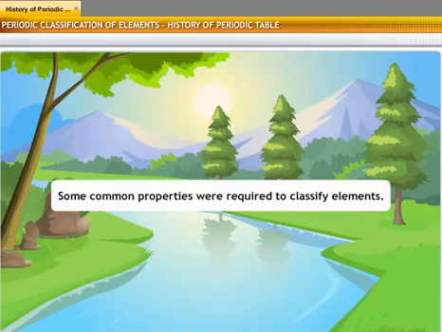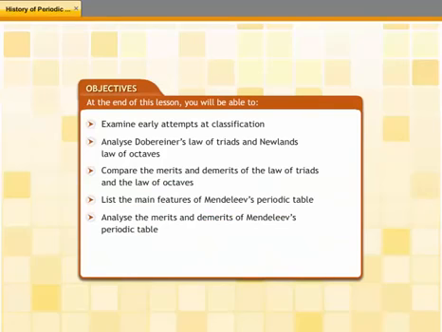Scientists felt the need to classify them on the basis of some common properties. In this lesson, we will learn how the attempts to classify elements led to the evolution of the periodic classification of elements. At the end of this lesson, you will be able to examine early attempts at classification, analyze Daubernier's law of triads and Newland's law of octaves, compare the merits and demerits of the law of triads and the law of octaves, list the main features of Mendeleev's periodic table, and analyze the merits and demerits of Mendeleev's periodic table.